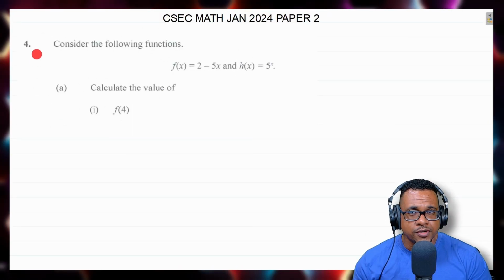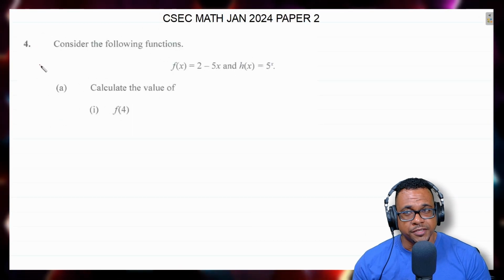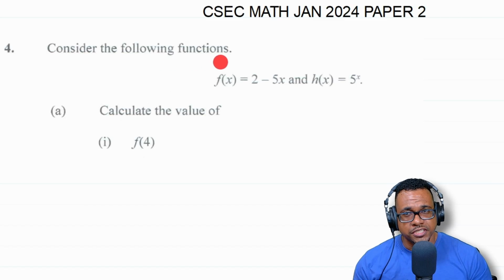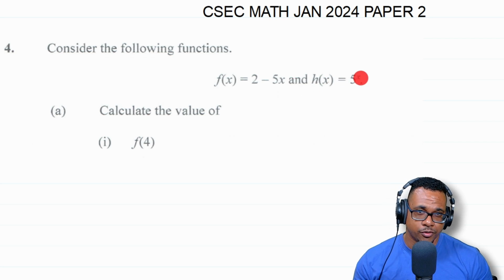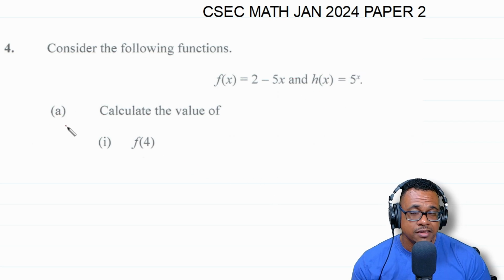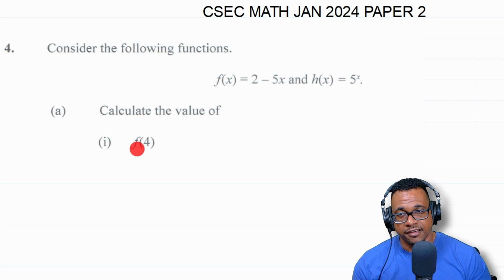Now this question 4 is a functions question. So let's read. We have considered the following functions. We have f of x is equal to 2 take away 5x and h of x is equal to 5 to the power of x. For part A, they want us to calculate the value of f of 4.